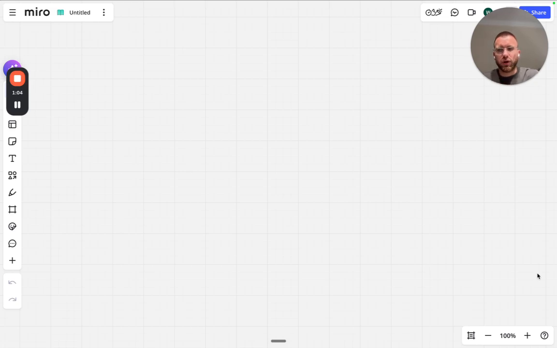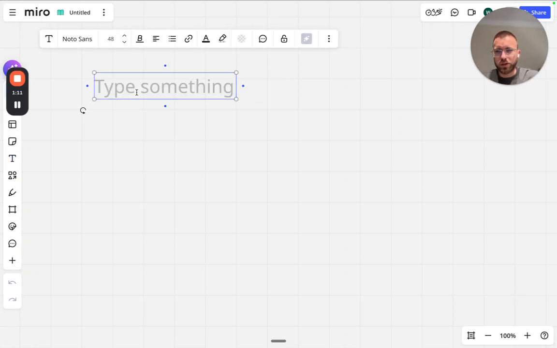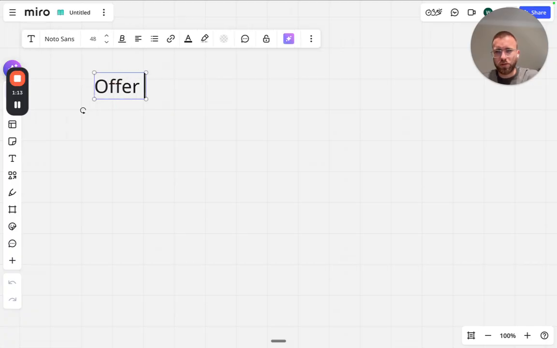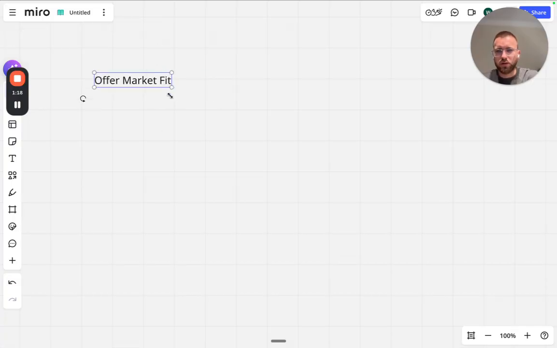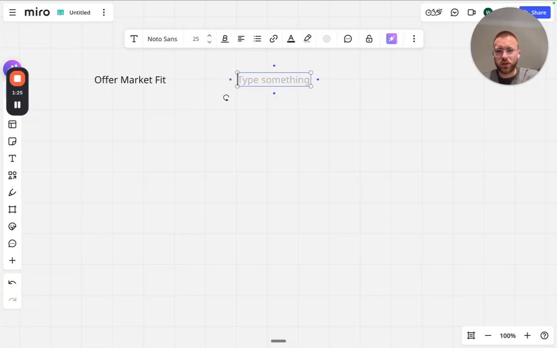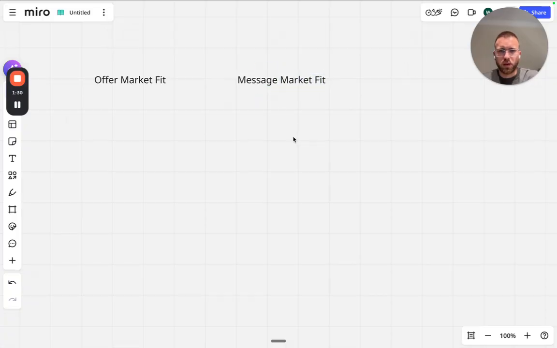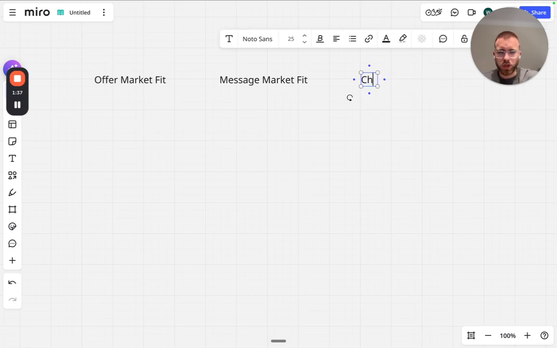Now, when it comes to go to market, there are three main variables that you're solving for. One of those is going to be offer market fit. I'll break all these down for us as we go. So, one of them is going to be offer market fit, the other is going to be message market fit. And then last but not least is going to be channel market fit.